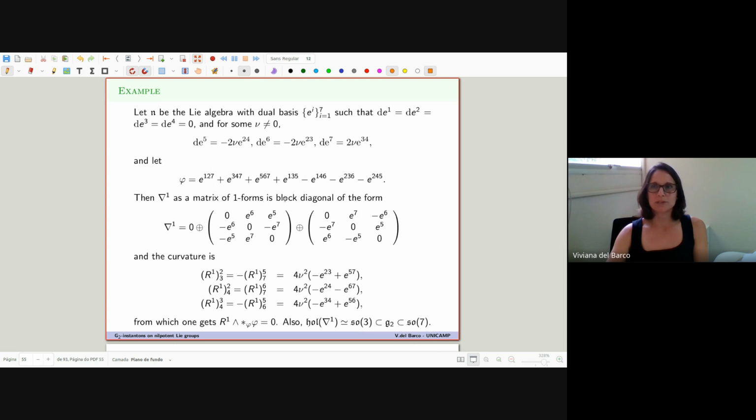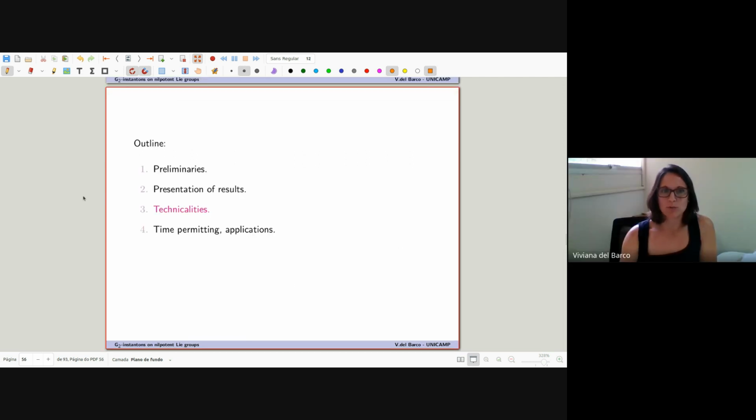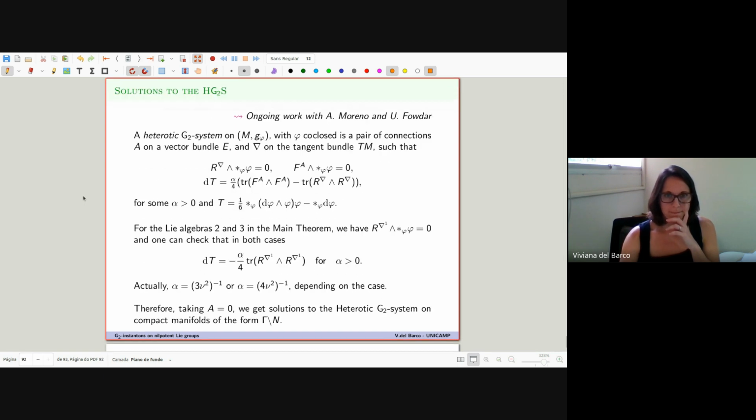Okay, so I promise I didn't organize it with Enrique. He's not here, but since you ask, I will go to the 4 and then come back, because I will not have time for technicalities. I didn't mention anything about the solution of the heterotic G2 system, but since you ask, I will go to the 4, not that far.